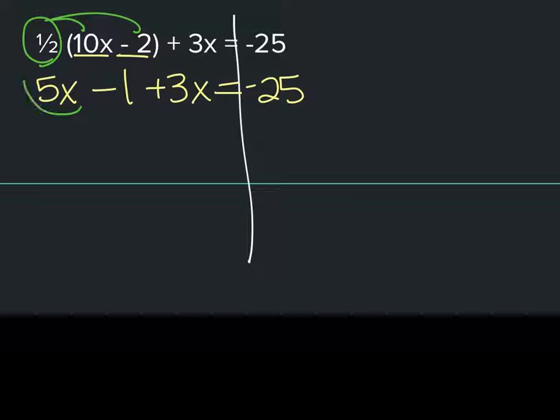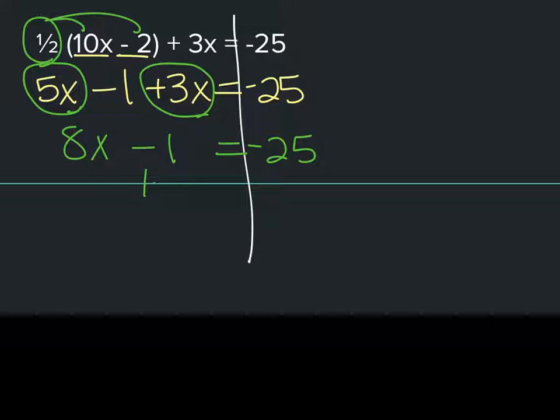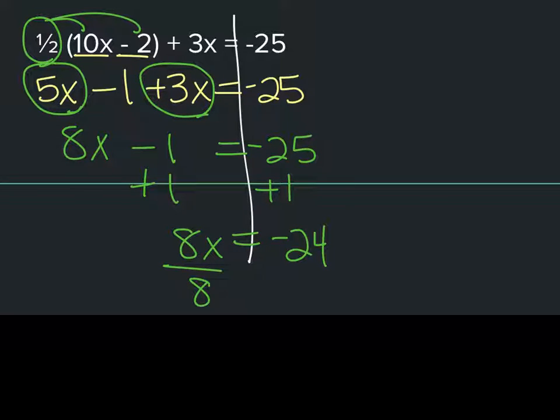Then we want to combine our like terms. We have 5x and a positive 3x. So that gives us 8x minus 1 equals -25. Then we need to add 1. I'm getting a little ahead of myself there. -25 plus 1 is -24. Divided by 8, x equals -3.